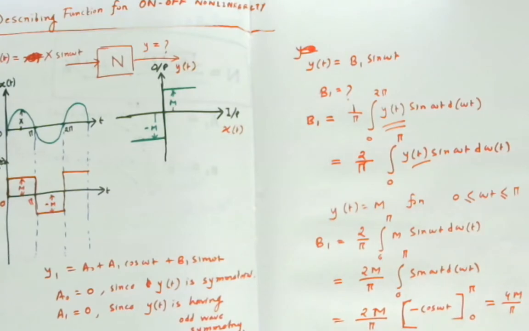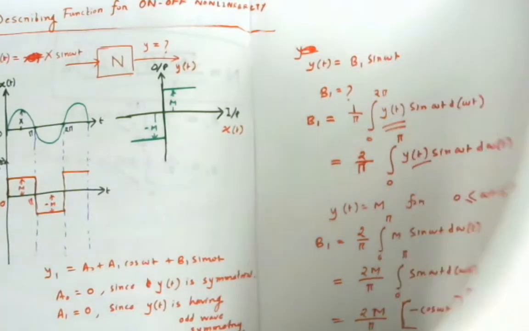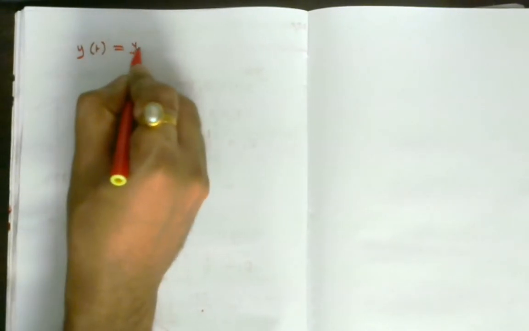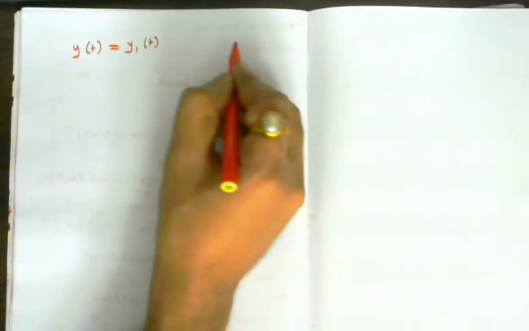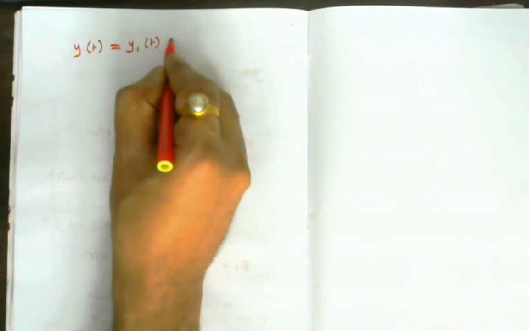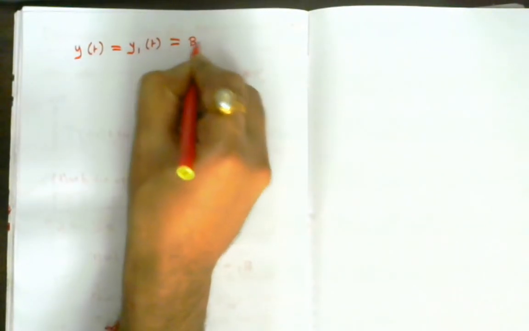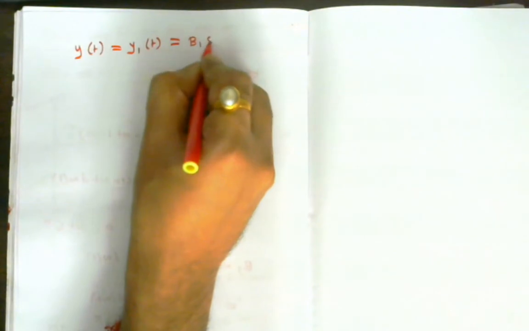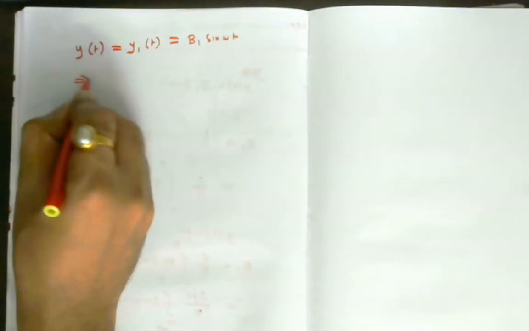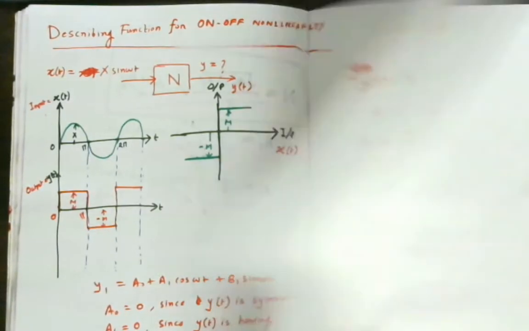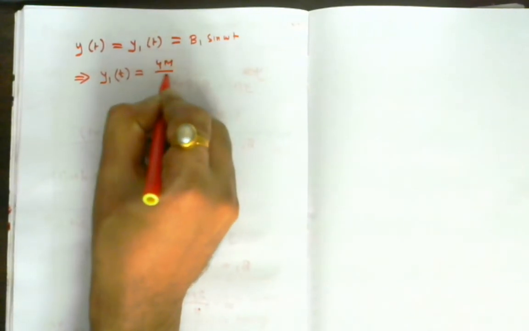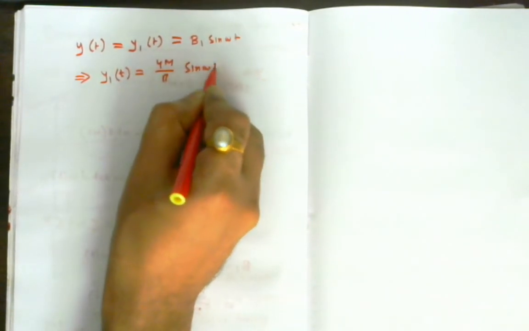So in this case, what is my output y(t)? I rather write it as y1(t) because I am keeping only the fundamental component. y1(t) is found to be b1 sin omega t, because due to odd symmetry a1 is out. Now b1 is already found to be 4m by pi, so y1(t) is 4m by pi sin omega t.